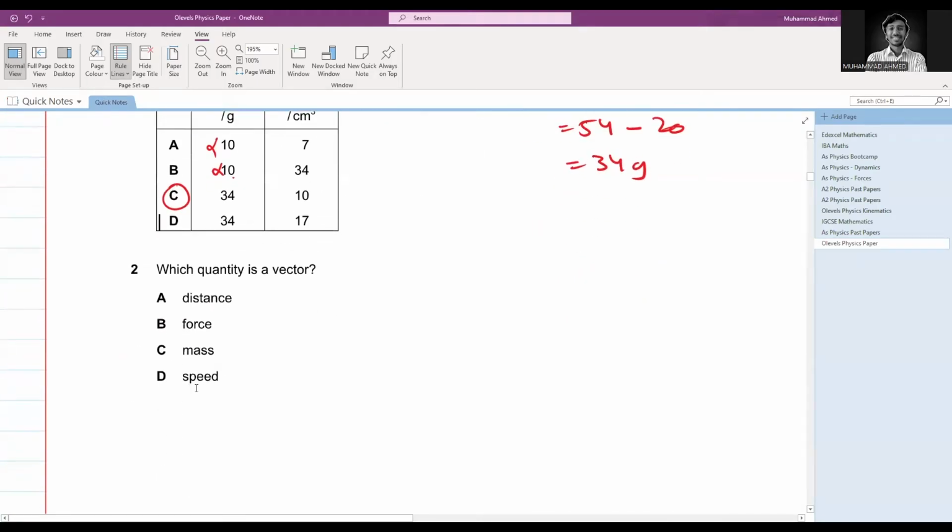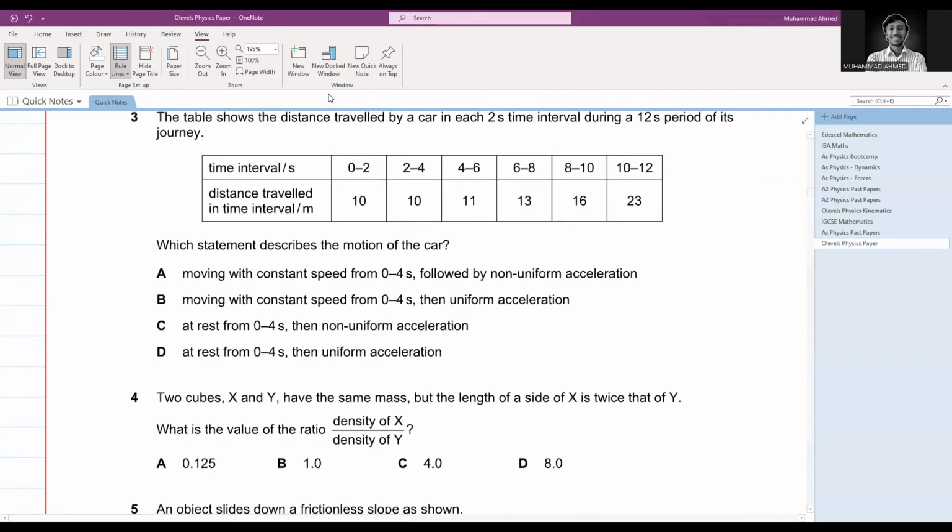Which quantity is a vector quantity? Yes, another very, very easy question. Which quantity is a vector quantity, beta? Vector quantity कौन सी है? Very, very easy. Force is a vector. B is your answer. Simple as that. Let's further move ahead.